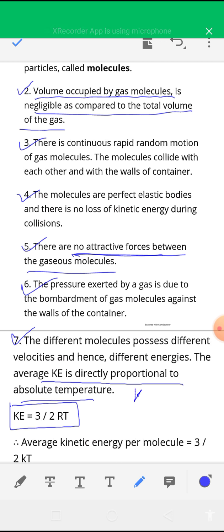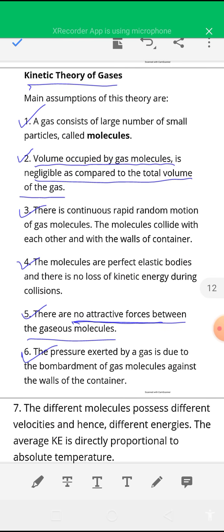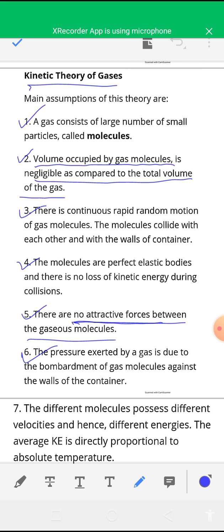Kinetic energy is proportional to absolute temperature, and the actual relation is kinetic energy of the gas molecules is equal to 3 by 2 RT. So total seven postulates or assumptions are given here, and out of these seven, postulate number 2 and postulate number 5 have some faults. And these assumptions are valid only for ideal gases.